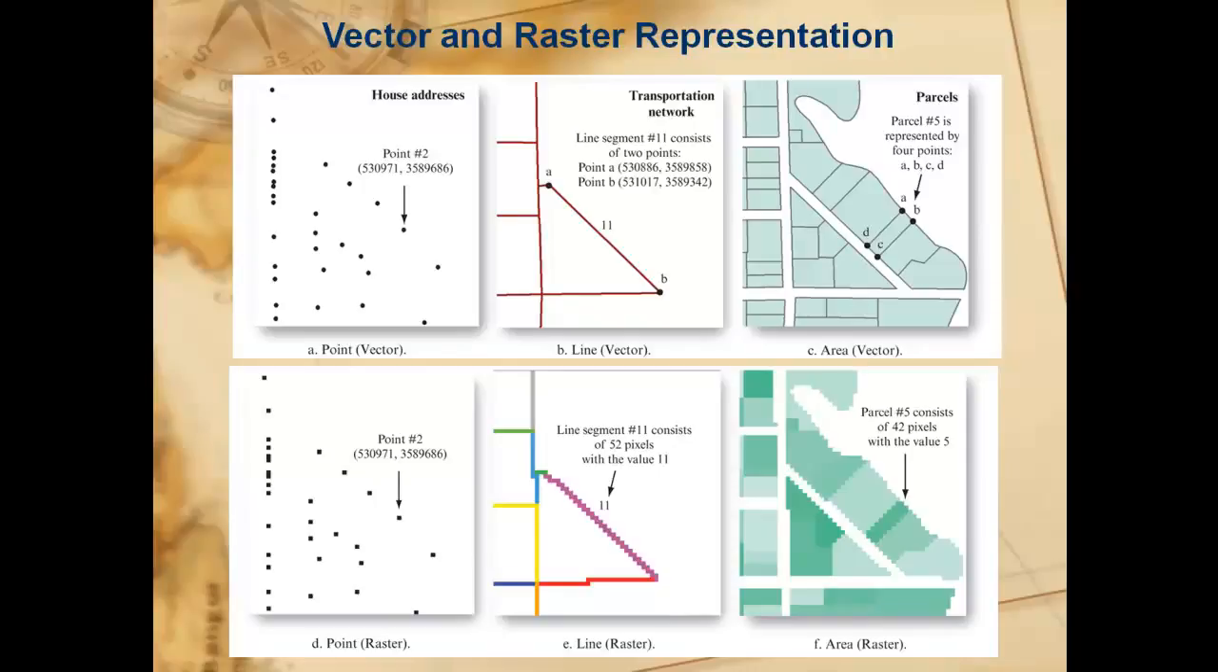Parcels, same kind of thing. A parcel, in this case number 5, has pixels that are adjacent to each other with the value of 5. So you can see where the raster model is a little bit blocky and a little bit pixelated when it's trying to represent what would be discrete or vector data. So the raster model is going to be better for continuous data, vector model for discrete data.